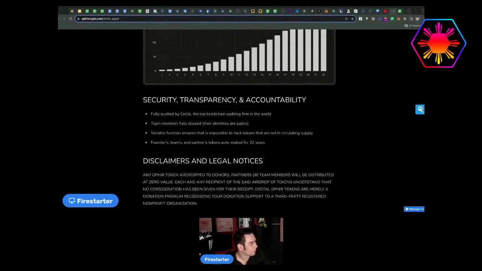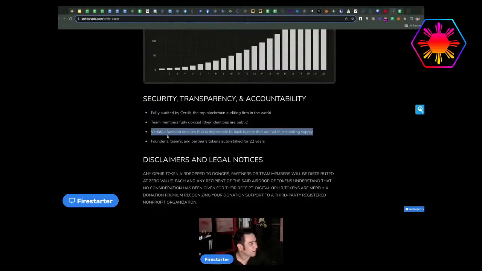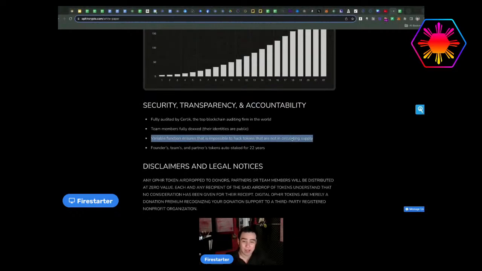And so, this variable function ensures that it is impossible to hack the tokens that are not circulating in supply. So this is actually a very important function that we don't talk about very often. But what this means is, let me stop sharing.